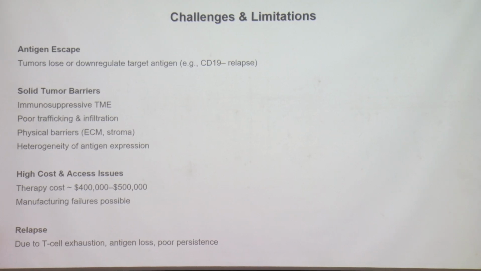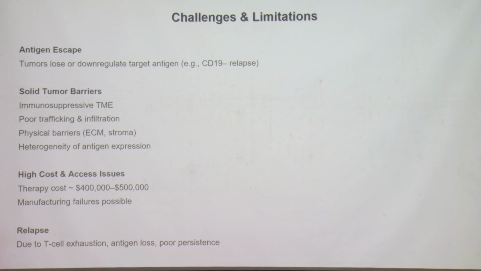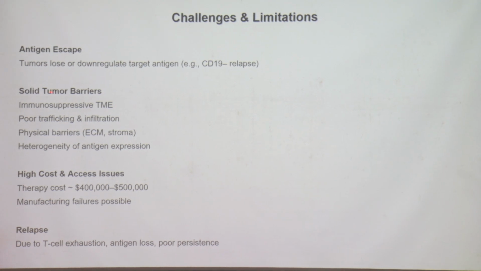You have to choose the best antigen, right? So these are the challenges and limitations. It will answer your question. You have to choose the right antigen, it has to be really prevalent in the tumor. Sometimes the immunosuppressive TME can be a problem even for CAR-T. Poor trafficking: if it doesn't get there, then how will it work? It has to get there.